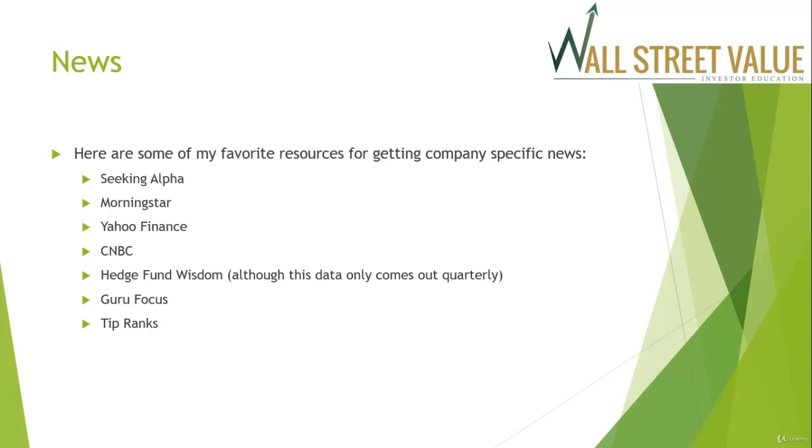Here's some of my favorite resources for getting company-specific news. Seeking Alpha, probably my favorite. Morningstar, Yahoo Finance, CNBC. And with these services here, you can set up text alerts to get company-specific news anytime there is a major news event. I really like Hedge Fund Wisdom. The only drawback to this is that the data comes out once a quarter. And then, of course, Guru Focus and TipRanks are two services that I like to use frequently as well.